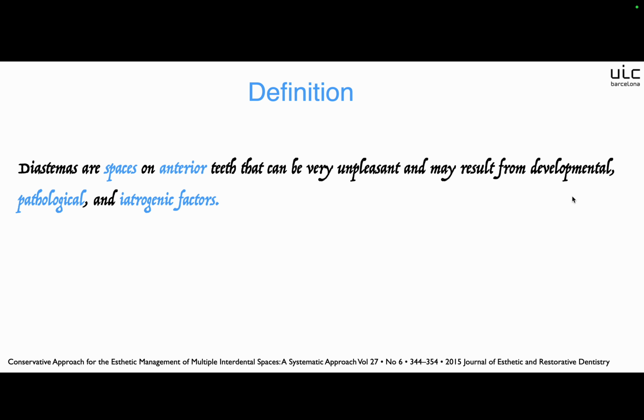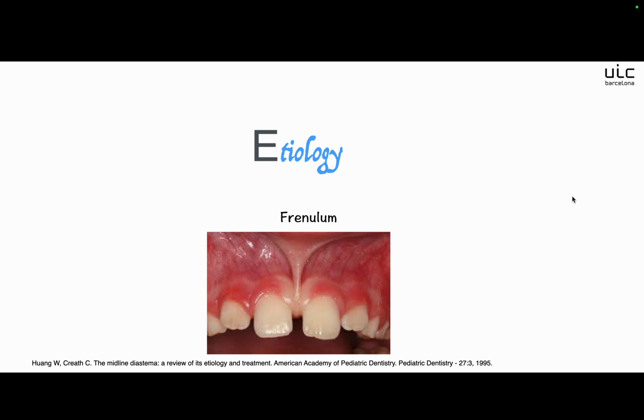So the definition: it's a space between the anterior teeth. It's very unpleasant and may result from developmental, pathological or iatrogenic factors. It means that any space between anterior teeth, we can call it diastema. It may be pathological, people born with the diastema, or some because of treatment or bad habit. So now I want to share some reasons.